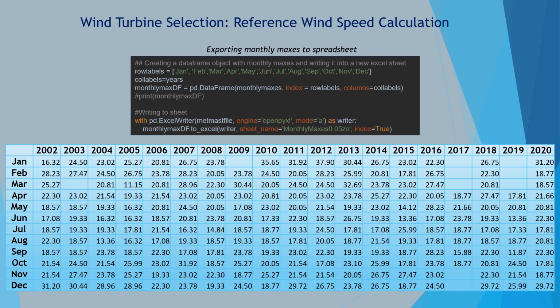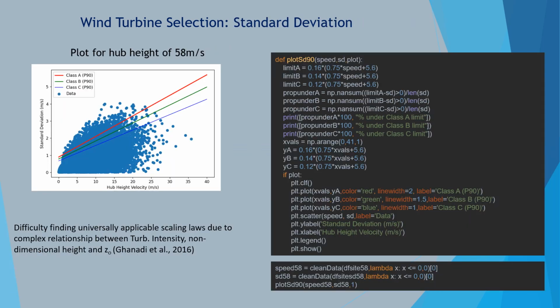So as I mentioned, I just outputted monthly max speeds to an Excel spreadsheet from Python. So you can see as well the effect here of setting the data points to NaN values, so they're just empty cells really. I used the standard deviation data from the site as well to determine the letter classification. Initially I did this with the 58 meter data, so I ran into some difficulty finding a kind of universally agreed upon law to scale the standard deviation to hub height.